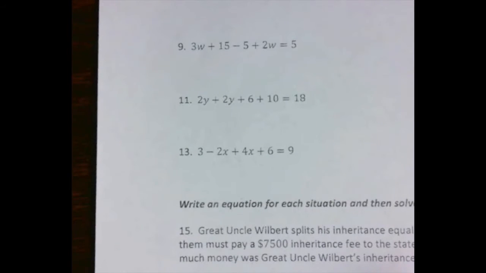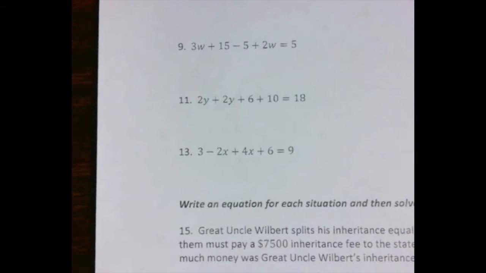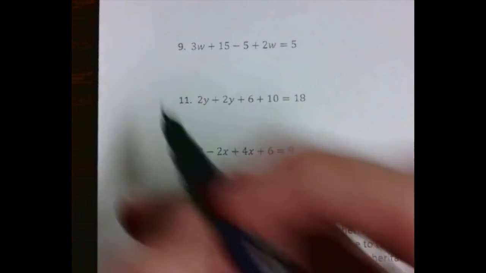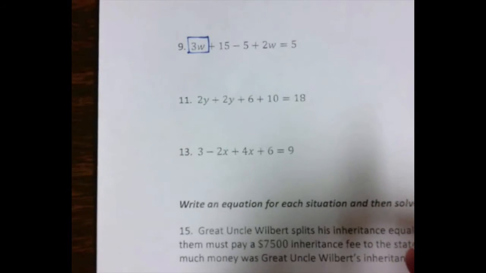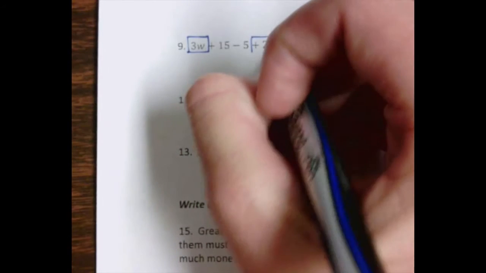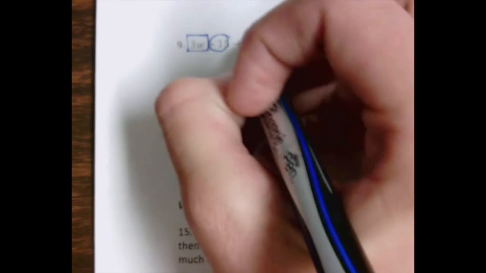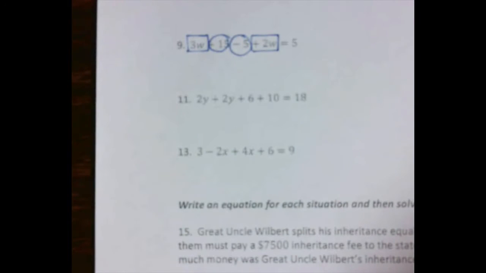And I may have talked to some of y'all about this today, but it's using shapes to be able to distinguish between your variables and your constants. So your variables would be this 3w, so you would write a square around or a rectangle around your 3w. And here's another variable right here, which is 2w. And then around your constants, you would draw circles around your constants.